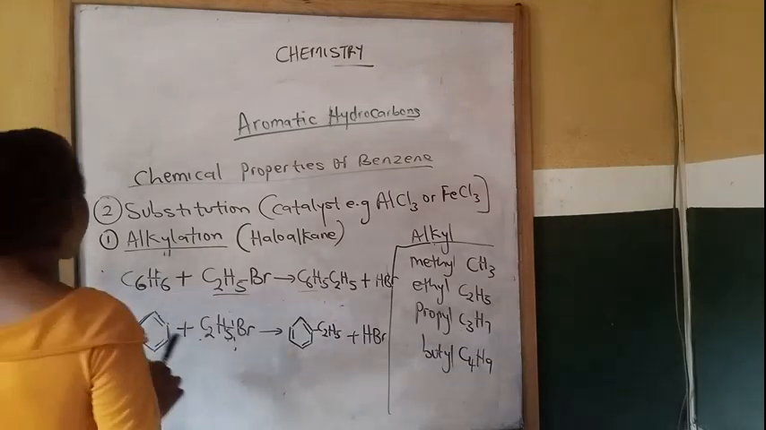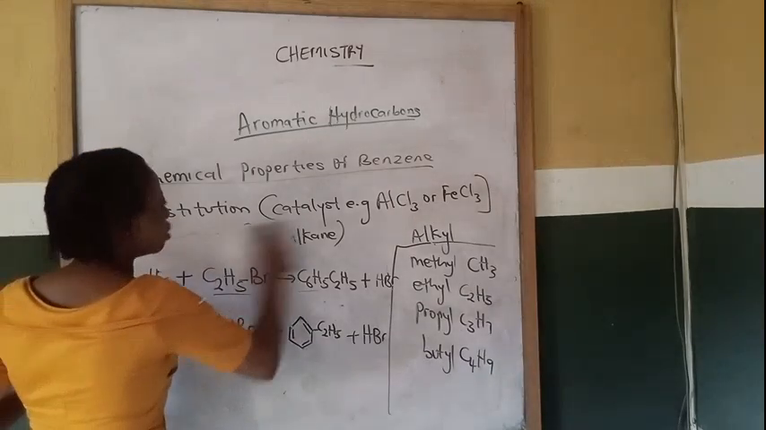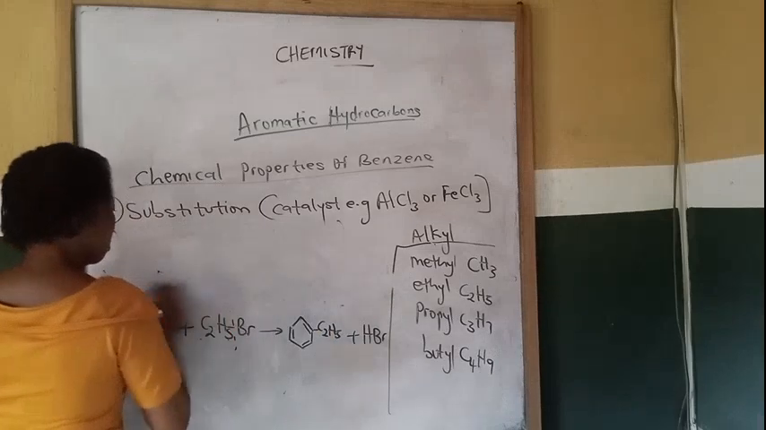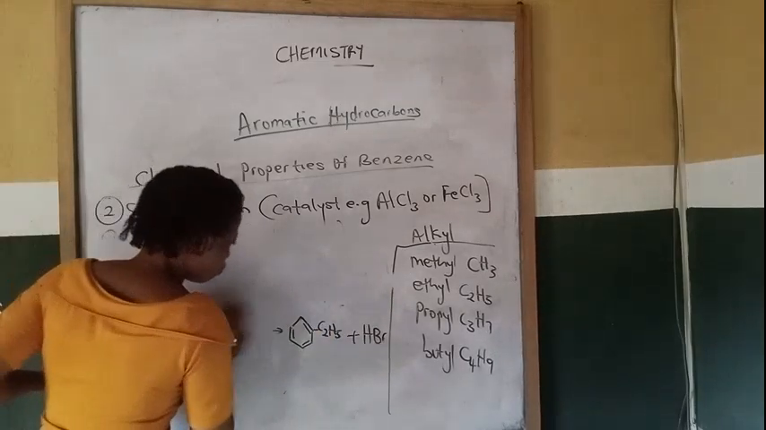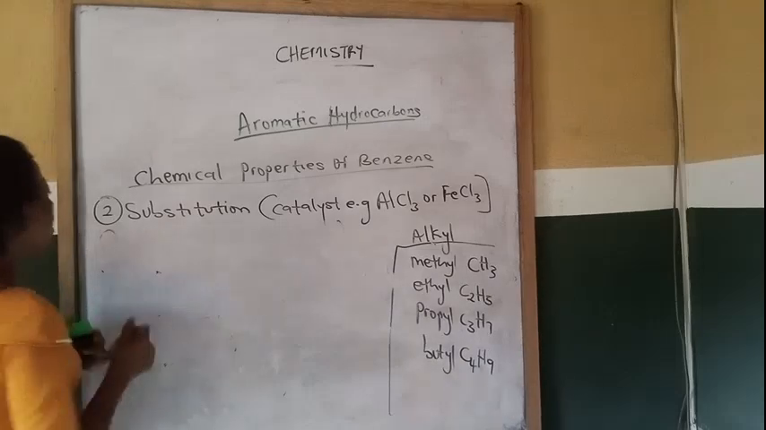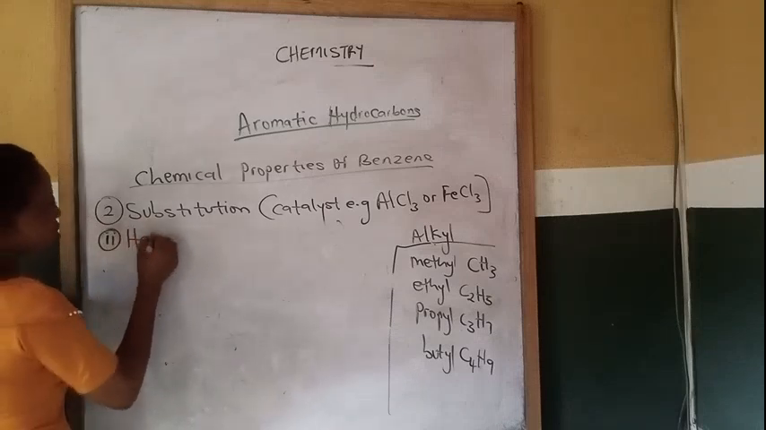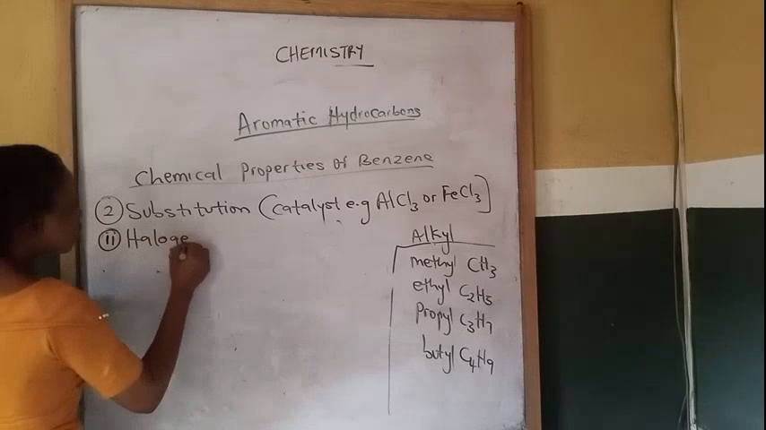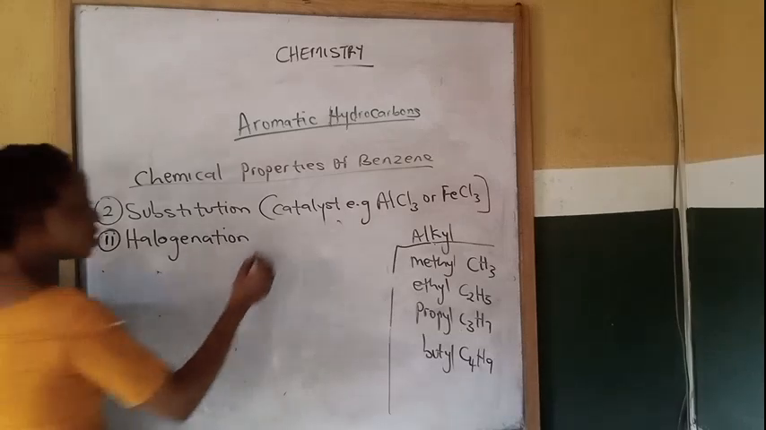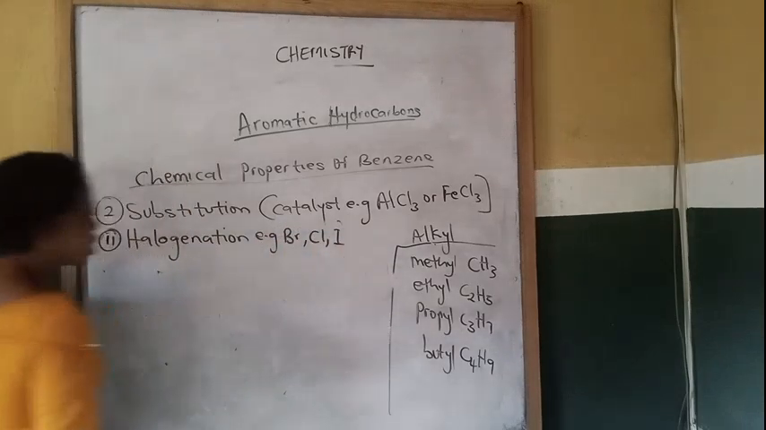So let's move to the second chemical reaction under substitution reaction. We are still under substitution reaction. So number 2 under substitution reaction is halogenation. Halogenation means addition of halogen, e.g. bromine, chlorine, iodine, and so on and so forth.